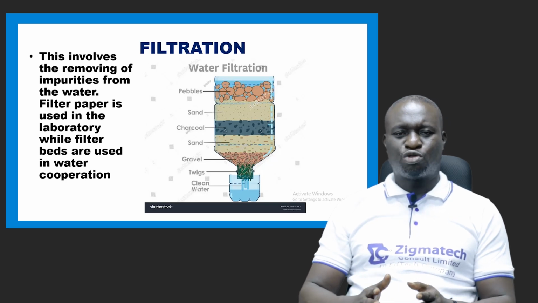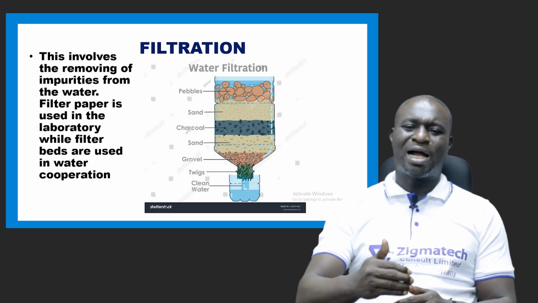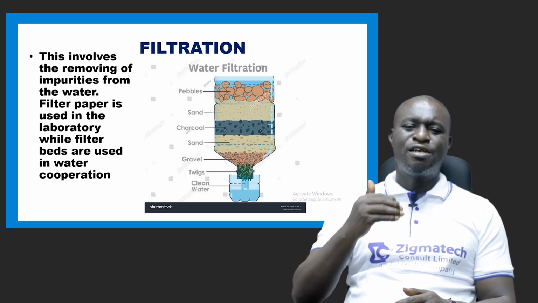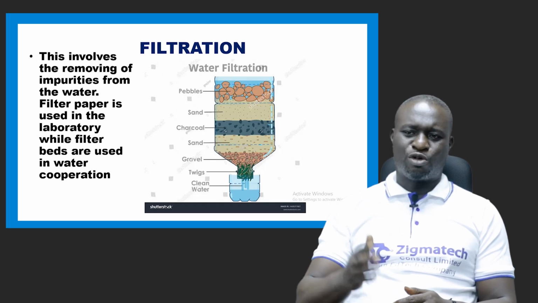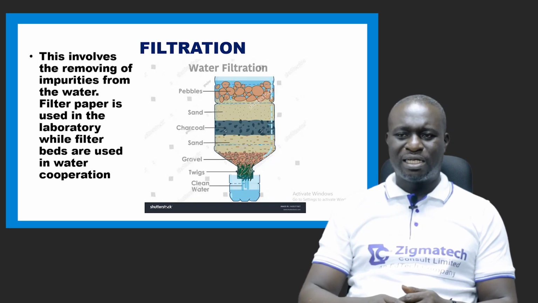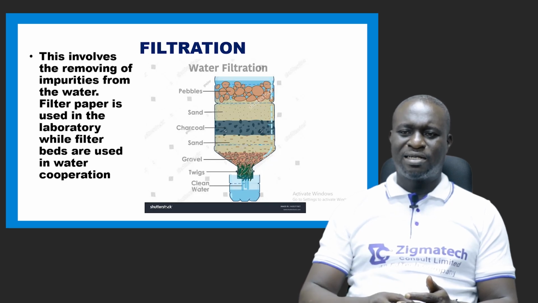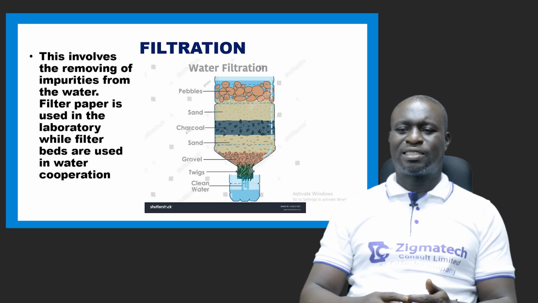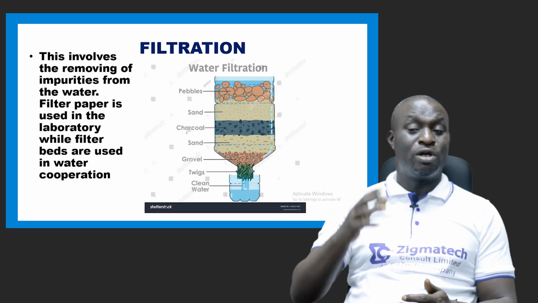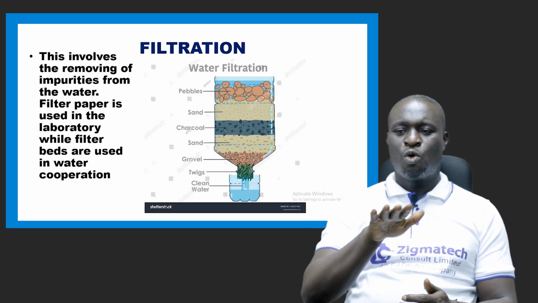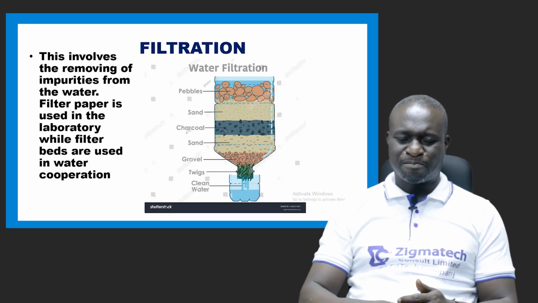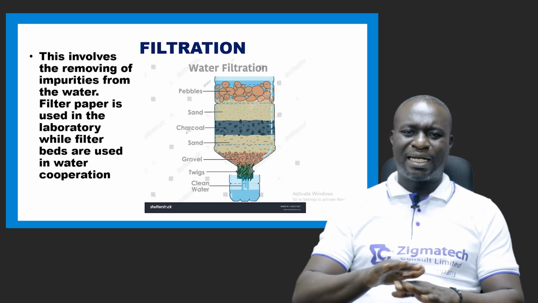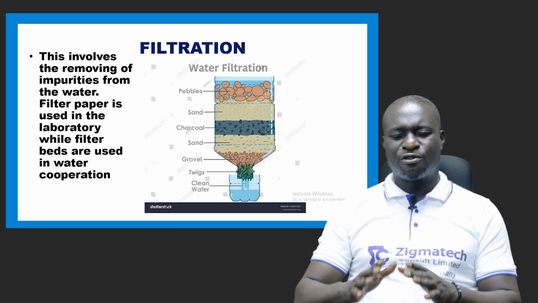Now, in the laboratory, we use filter paper to carry out filtration. But in industries or water corporations, they use what we call the filter bed. You can see in the diagram there, we have the filter bed. There are pebbles, sand, charcoal, sand, gravel, twigs, and then when you pass water through these layers, which we call the filter bed, you end up getting clean, clear water. Now, that the water is clean and clear doesn't mean it is safe for drinking.